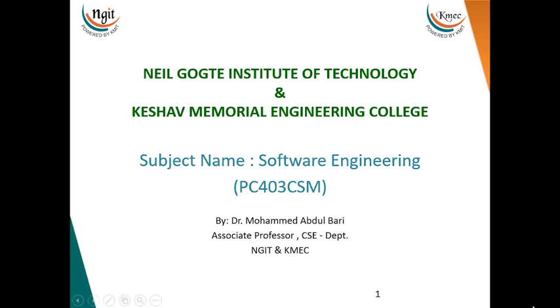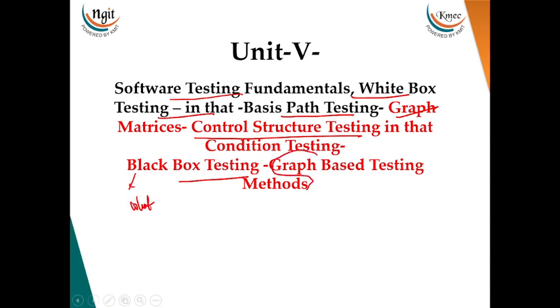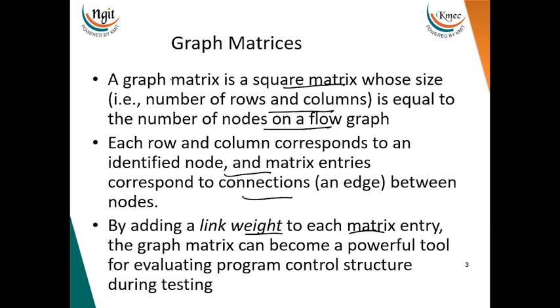In this video, we are going to see graph. We have already discussed software testing fundamentals, fundamental white box testing, basic path testing. Today we are going to see graph matrix, control structures, or graph based testing control structure, and then we are also seeing some part of black box testing. What is black box? And in that one we are going to see graph based methods, correct? Now let's move on to this one, graph matrix.